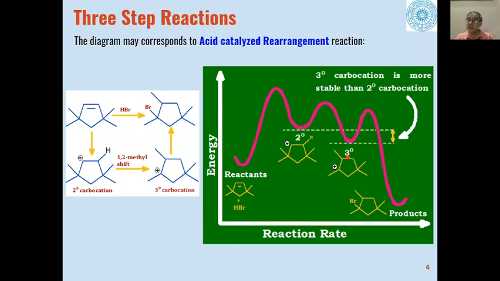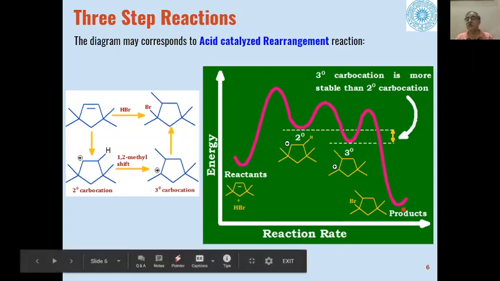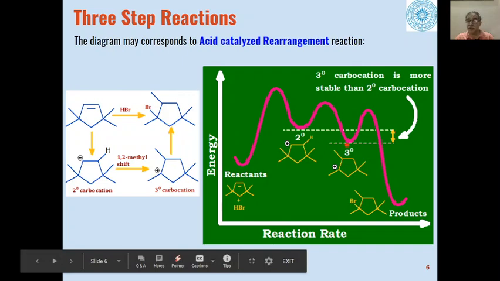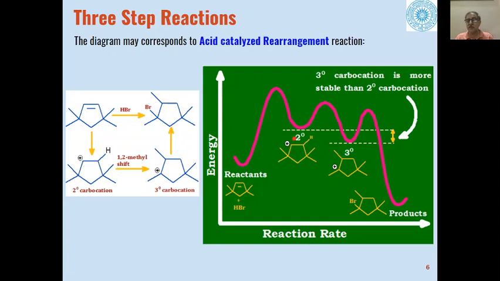So when the tertiary carbocation is approached by Br negative, then we will get this third transition state, and this third transition state will ultimately change into the formation of product. And you can see over here the energy difference between the secondary carbocation and tertiary carbocation proves that the tertiary carbocation is more stable than the secondary carbocation. So this is an example of a three-step reaction.